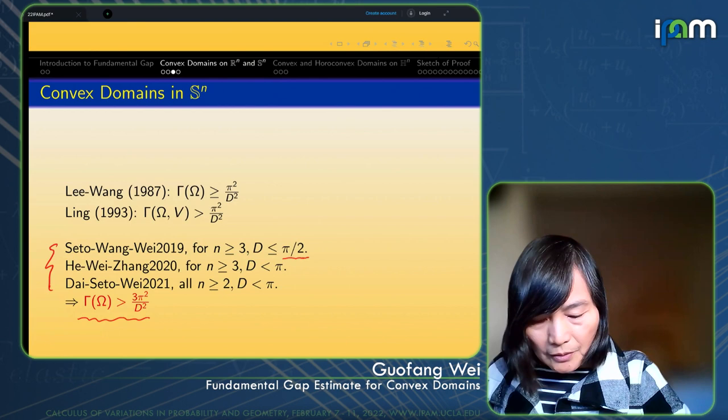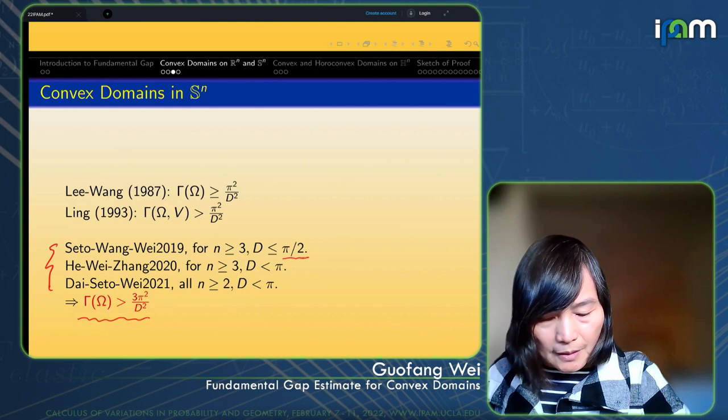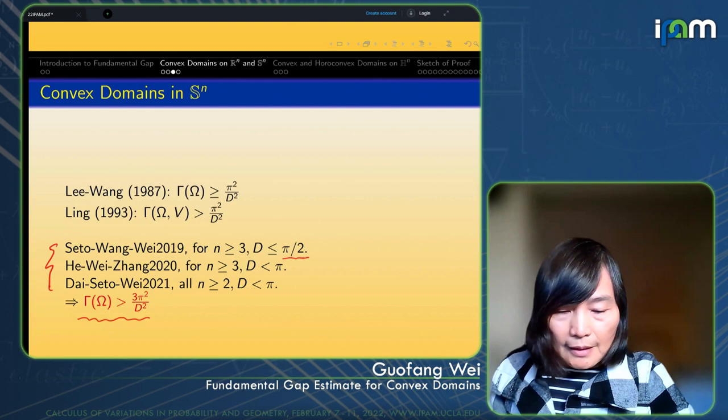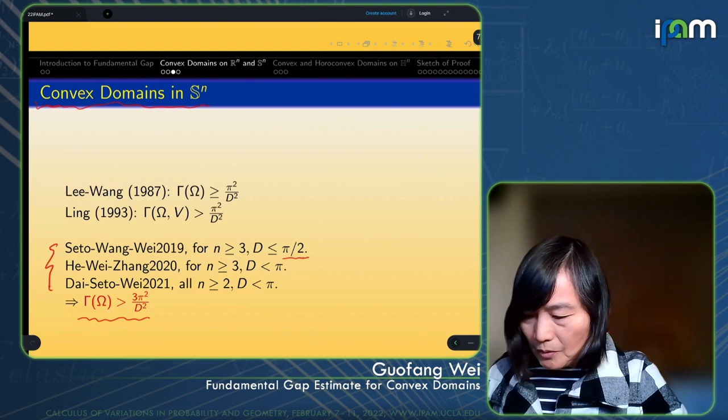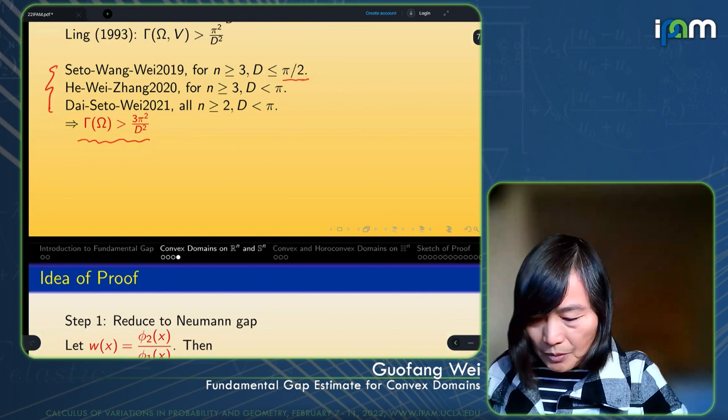So finally, we did it for all dimensions and showed that the same gap holds. It's bigger than 3 pi squared over d squared. Okay. So that's for convex domains in the sphere. That's just one quick idea about the proof. I will not be able to present it.